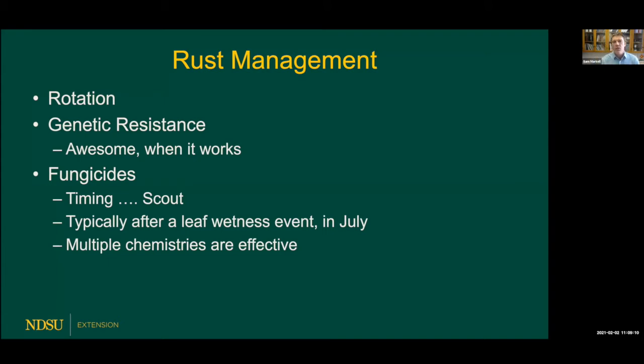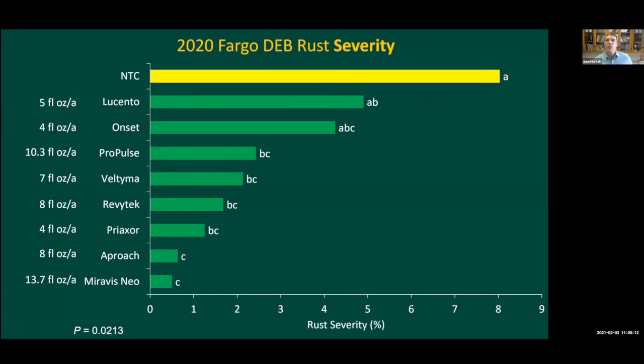And there's lots of fungicides that can work on rust. So here's an example from 2020. So this was just this year. We're looking at some of the newer products. The way you would read this is you have rust severity across the bottom. So the bigger the bars, the more disease. And then you've got the rates and the products on the left.